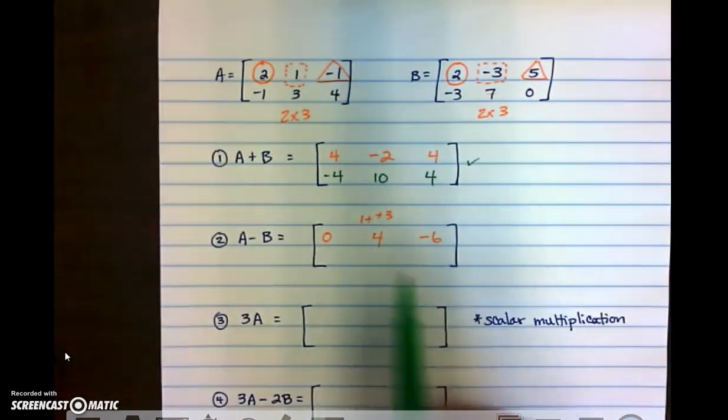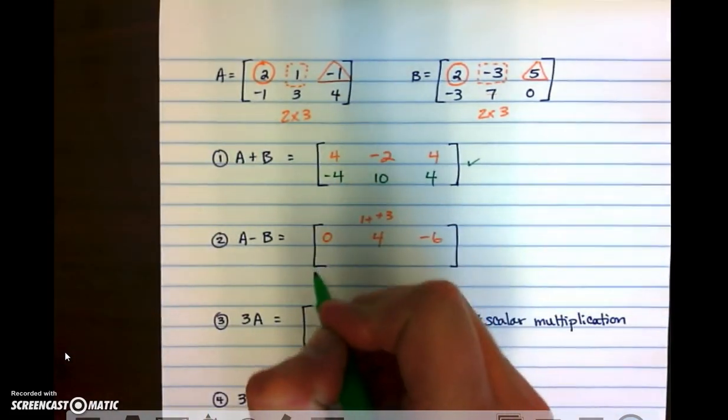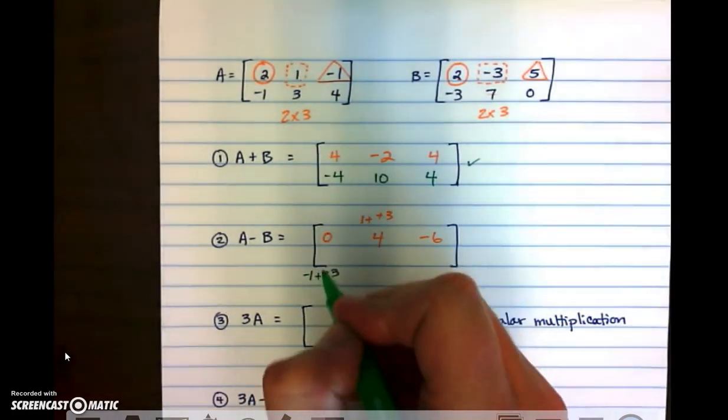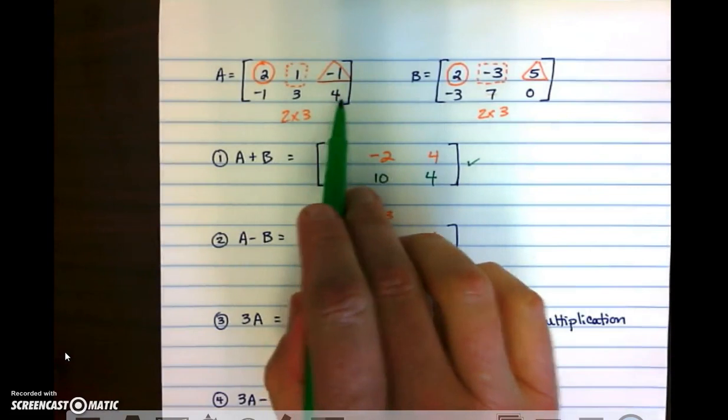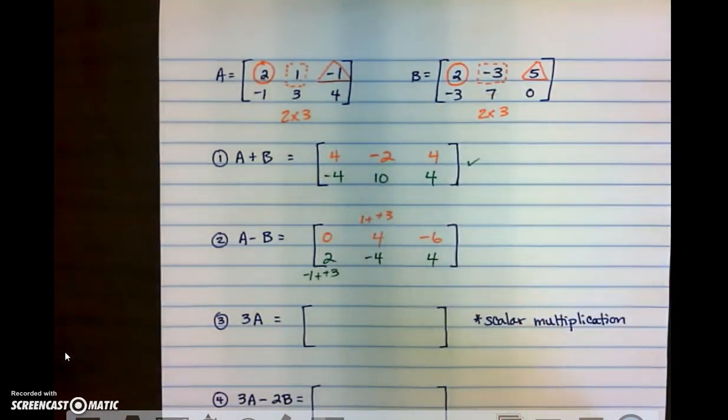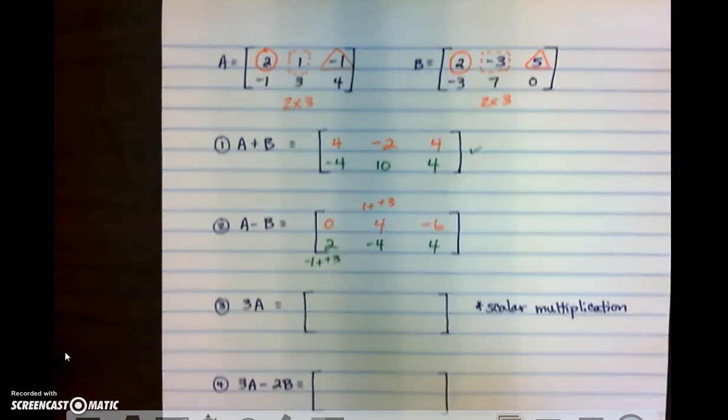And then we'll do the same thing for the second row. Negative 1 minus a negative 3. That's actually going to become plus 3, so that becomes a 2. 3 minus 7 is negative 4. And 4 minus 0 is 4. Okay, so that's adding and subtracting. Now, we also can do this.